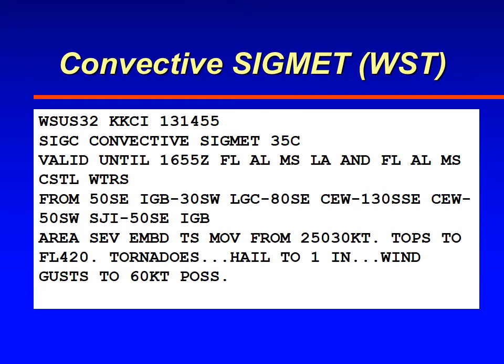Here's another example. This is one that I pulled a couple of years ago. This one's covering Florida and Alabama, and it's still for the central region. It's 35 Charlie. And you can see that it was issued at 1455 and it lasts until 1655. They give you the region, all the points, 50 southeast to IGB to 30 southwest to LGC, and so forth. And then they say it's an area of severe embedded thunderstorms moving from 250 at 30 knots, tops to 42,000 feet. And they say tornadoes, hail to 1 inch in diameter, and wind gusts to 60 knots are possible.